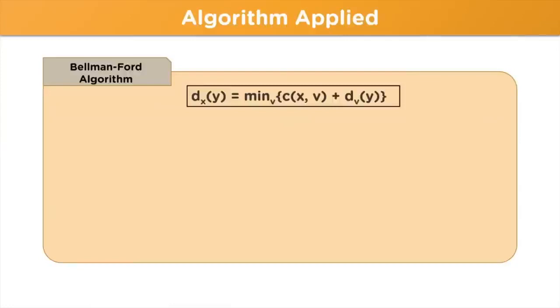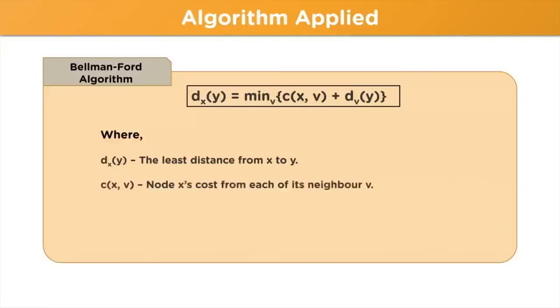This algorithm defines the shortest path that a data packet can take to reach its destination node from an initial node, where d of xy refers to the least distance from a node x to node y. Moving on, we have c of x comma v, where x's cost from each of its neighboring v node is taken into consideration. Then we have d of vy. This is the distance of each neighbor from its initial node.